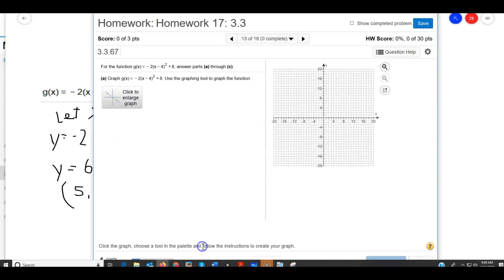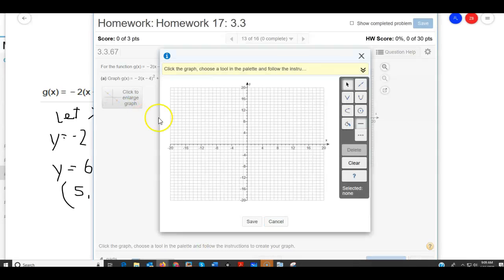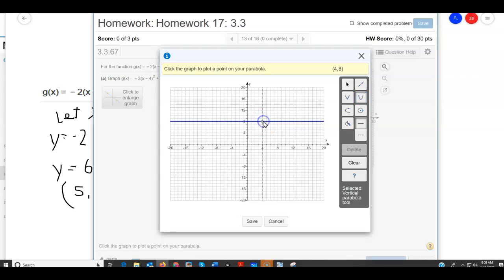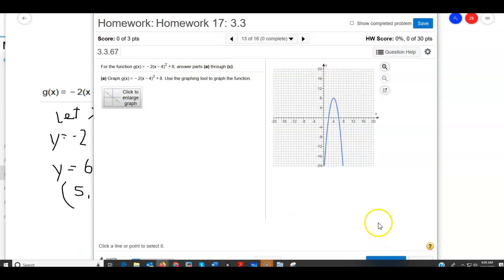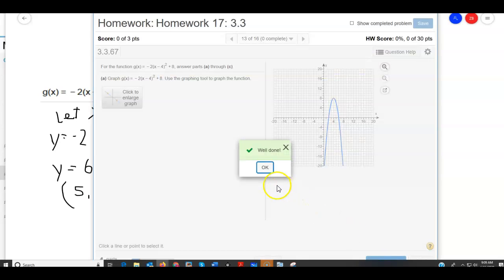So going back, click to enlarge. And I'm going to do the parabola here. First I'm going to do the vertex. So I'm going to go to (4, 8) and put a point there. And next I'm going to do one other point. And we know that (5, 6) is on there, so I'll put that. And that should be all we need to do. And it is.